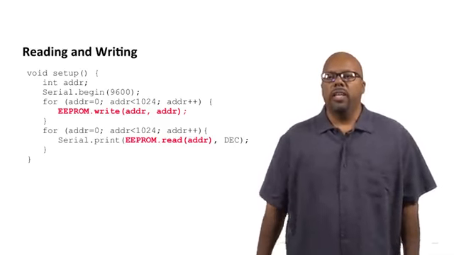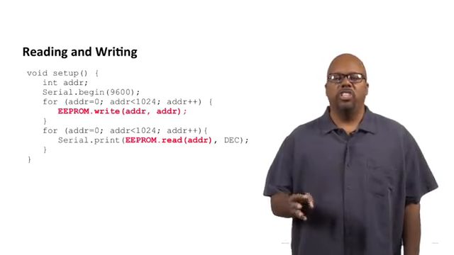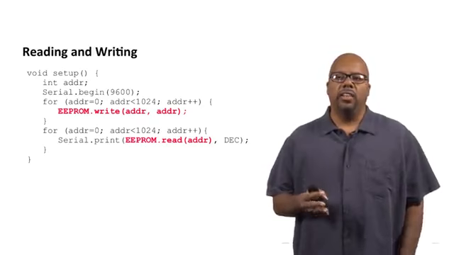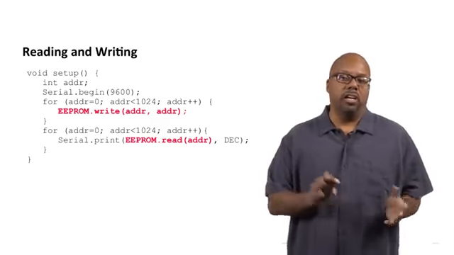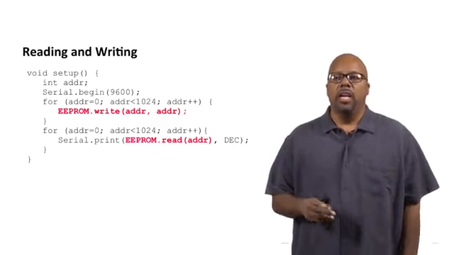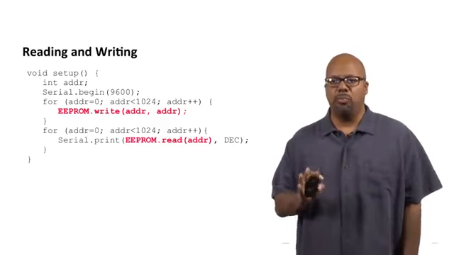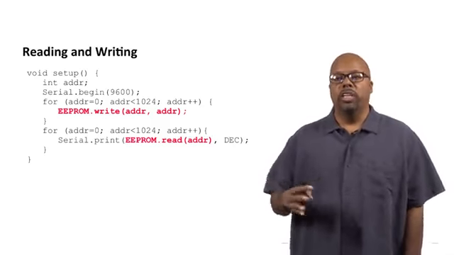So in my setup, I'll start off defining an integer for the address. Then we've got Serial.begin. The reason I do Serial.begin is because I'm going to write some stuff to the serial monitor. But then there's a for loop. There are two for loops, actually. The top one is basically writing to the EEPROM, and the bottom one is reading from the EEPROM.